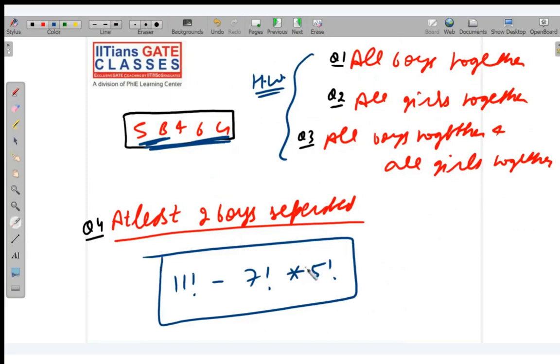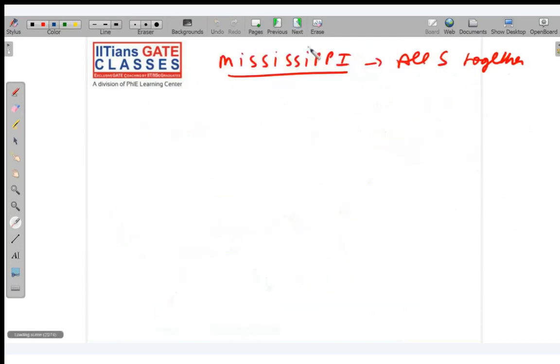So at least 2 boys separated means I will consider all boys together, and from the total I will subtract it. I think you have got it. If anybody is having any doubt, please ask me. Otherwise, I will jump to the next slide. No, sir, no doubt. Okay, so I'm jumping to the next slide now.